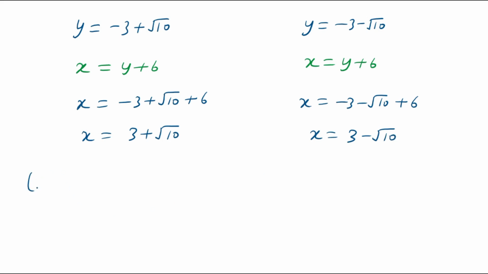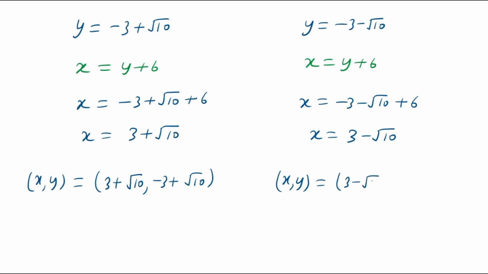We have here the third solution, x comma y, is equals to: value of x is 3 plus square root of 10, then value of y is minus 3 plus square root of 10. And fourth solution, x comma y: here value of x is 3 minus square root of 10, then value of y is minus 3 minus square root of 10. This is our fourth solution.